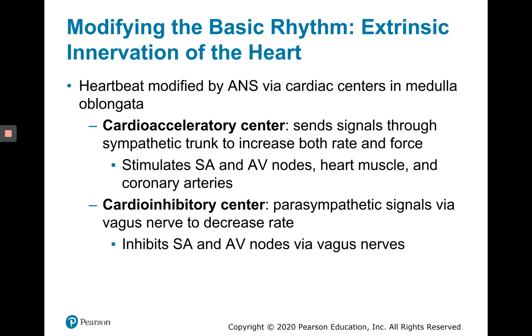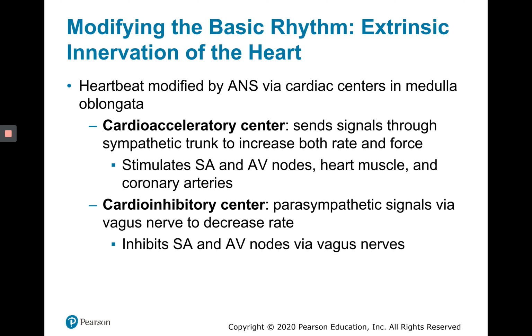All right, next let's talk about modifying the basic rhythm or sinus rhythm of the heart. We can do this via extrinsic innervation of the heart, especially via innervation by autonomic nervous system neurons. Now, autonomic nervous system neurons talk to the heart through neurons that are connected to cardiac centers located in the medulla oblongata. Now, these cardiac centers include the cardioexcitatory center and the cardioinhibitory center.